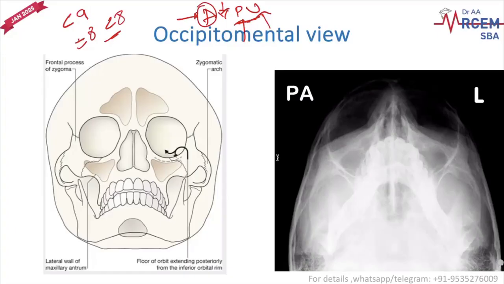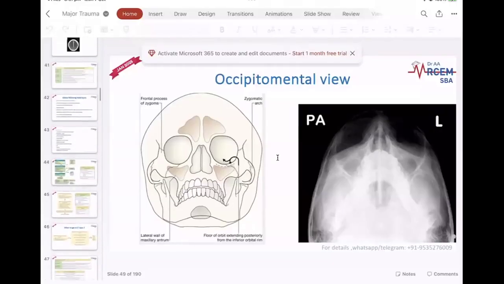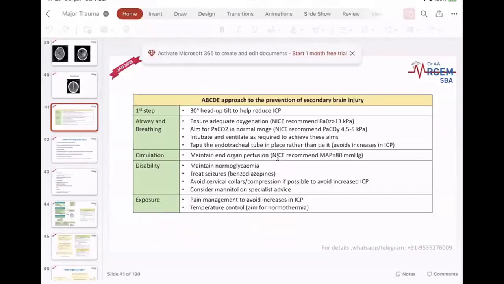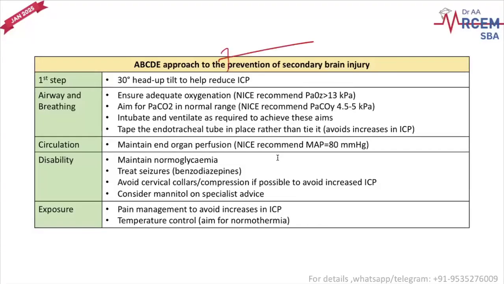Treatment for the raised ICP has been discussed in detail for almost 10 minutes. This is the treatment. This is basically prevention of secondary brain injury. Why do you prevent the secondary brain injury? How do you prevent the secondary brain injury?